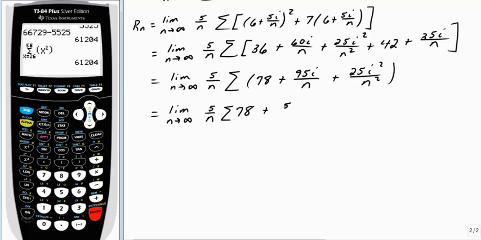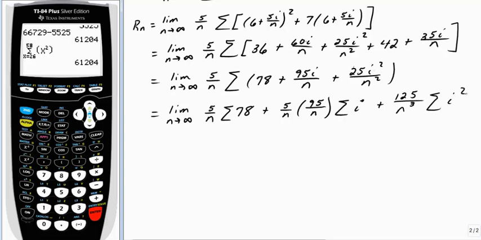Then I'll have plus 5 over n. And in this second summation, I know it would be the summation of 95i over n, but anything that's not an i can and should be factored out. I'm going to factor that out in this step and say I'll have 5 over n times 95 over n, and then I'll be left with, in that second summation, the summation of i's. In the third summation, I'm going to do the same thing. I'm going to factor the 25 over n squared out. 25 times 5 is 125. I'll have n cubed in the denominator. And then I'll have times the summation of i squareds.